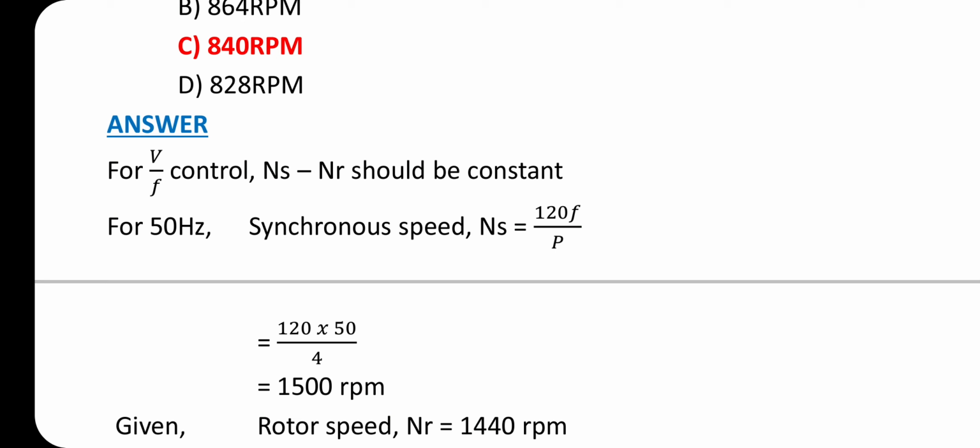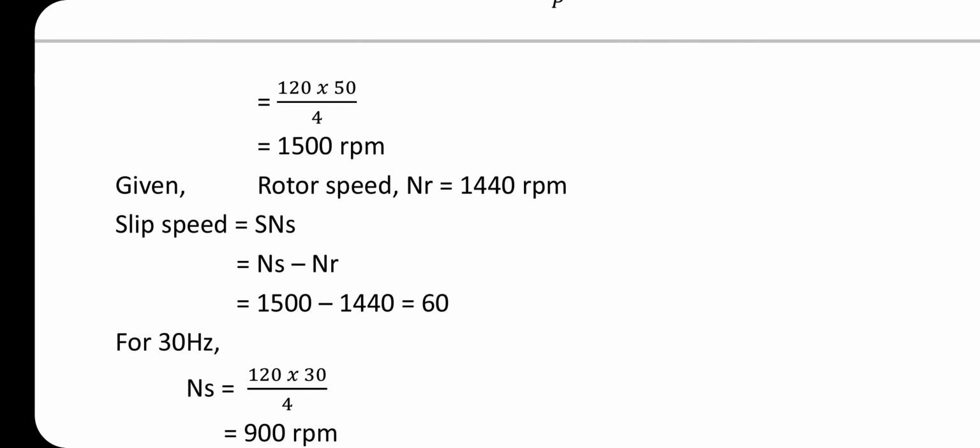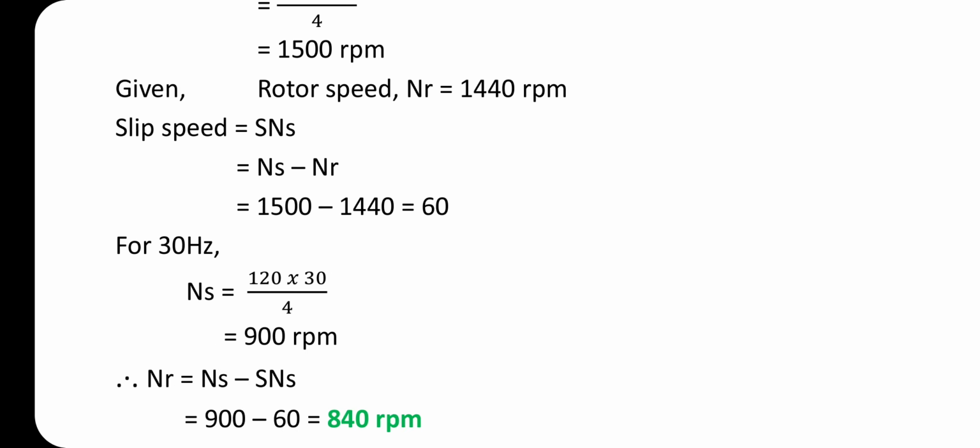For 50 Hz synchronous speed, Ns equal to 120 F by P. Substituting the values of F and P, we get it as 1500 rpm. Rotor speed given Nr equal to 1440 rpm. Slip speed S Ns, which is also equal to Ns minus Nr. Substituting the values of Ns and Nr, we get slip speed as 60.